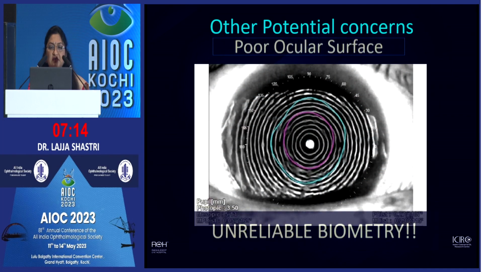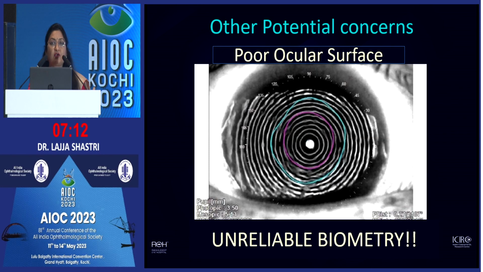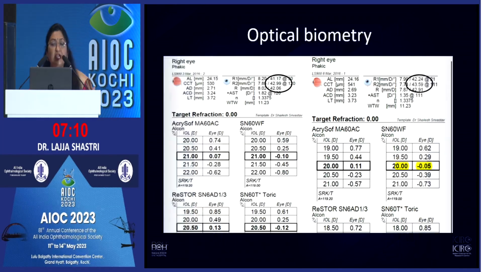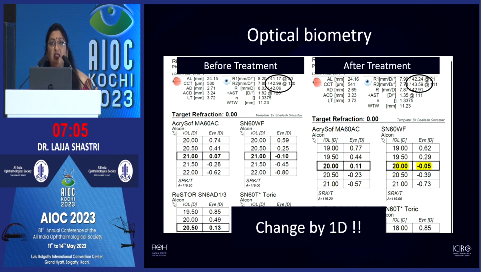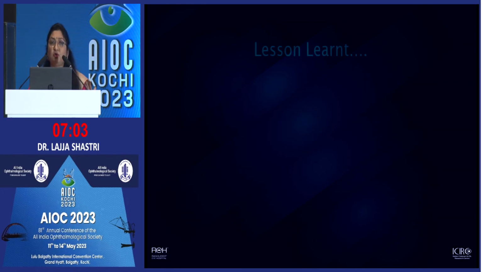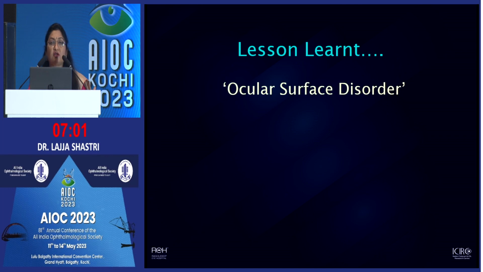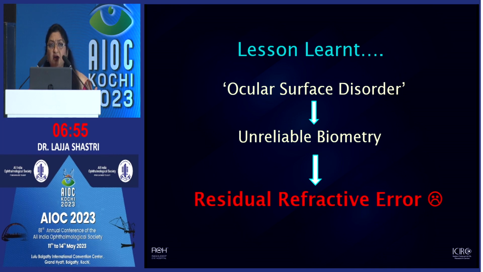Also, like what Dr. Samresh mentioned earlier, it can cause an unreliable biometry. It will cause change in the IOL dioptric power calculation and will result in residual refractive error. So not only does an ocular surface disorder cause ocular surface symptoms, but it can also cause glare and can also result in a residual refractive error. All the things which are a perfect recipe for a patient becoming very unhappy with us.